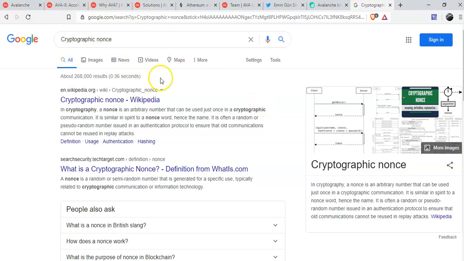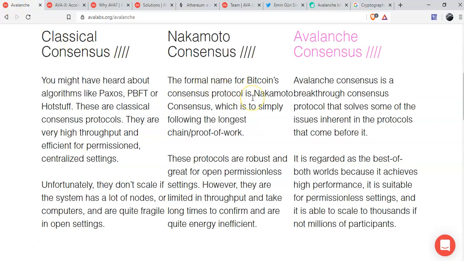So the person that could find this nonce, say a nonce is an arbitrary number that can be used just once in a cryptographic communication, gets to get the block reward.